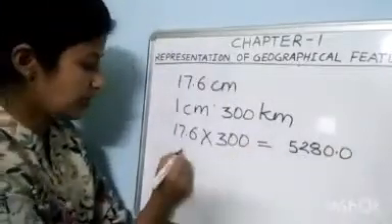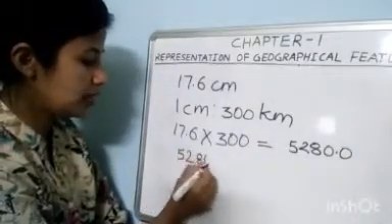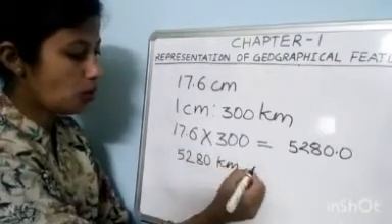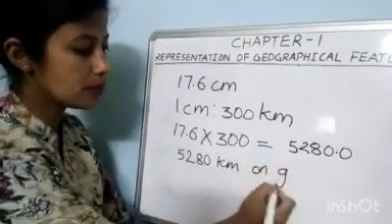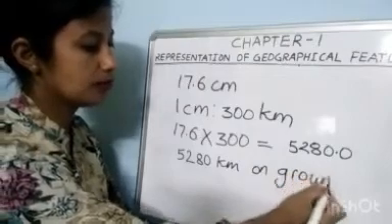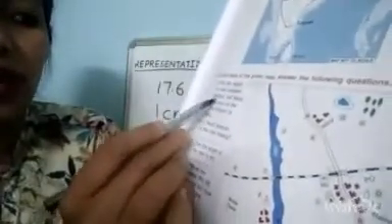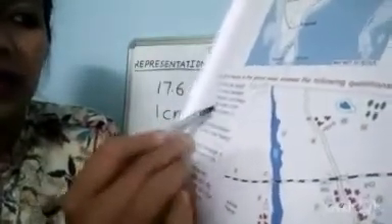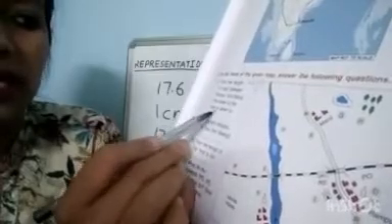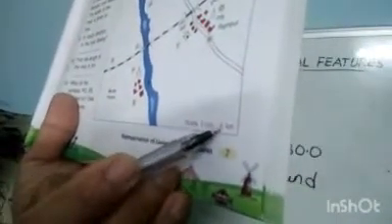5,280 kilometer on ground. Now the next question is this: on the basis of the given map, answer the following questions. Find the length of a road between Rampur and Manji. The scale of the map is given to you. Scale is 1 centimeter on map is equal to 5 kilometer.